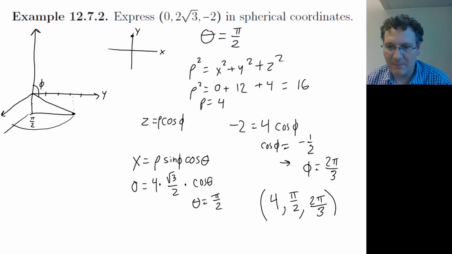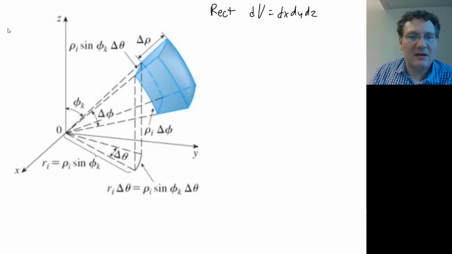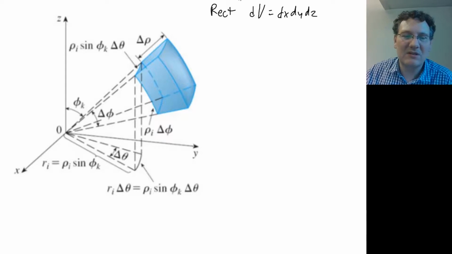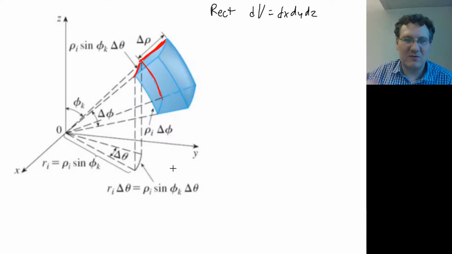Okay, so let us think about how we are going to convert what was before dV, these little rectangular boxes in 3D space in rectangular coordinates, to little tiny chunks in spherical coordinates. We're going to divide and approximate it into these little pieces based on their 3 dimensions, and the product of those 3 dimension lengths is going to give us the value of dV.